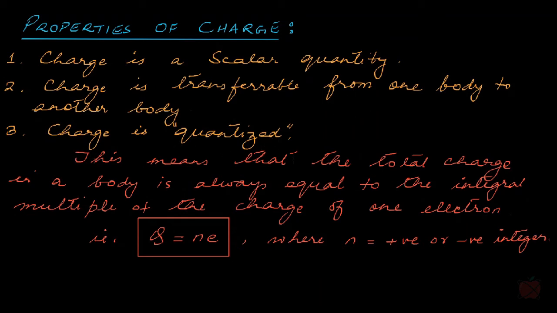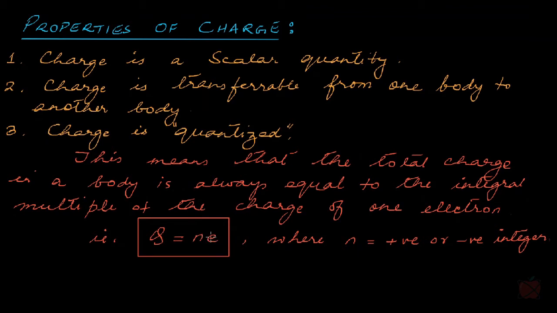Charge is quantized. Now, what is the meaning of this? Quantized is a very important concept when it comes to charge, a very important property. This means that the total charge in a body is always equal to an integral multiple of the charge of one electron. Remember, I told you that when we talk about charge, we think of the electron. So the total charge of a body Q is always an integral multiple of the charge of one electron.